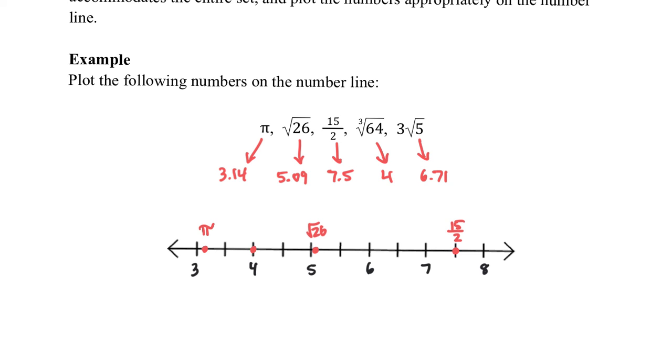Cube root of 64 is 4, so I can label that one. And then 6.71 is going to be somewhere around in here, and that's going to be 3 square roots of 5. So there I put all of those onto the number line. I'm going to be looking for two things. First, making sure that your number line is set up correctly, meaning you don't go 3, 4, 10. It's got to go up by the same amount every single time. And then I'm going to want to make sure that you put the approximations in the correct spot. And that's it.